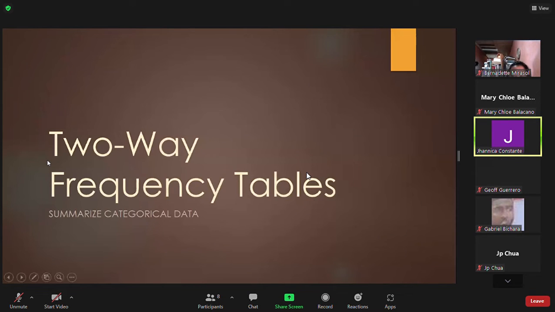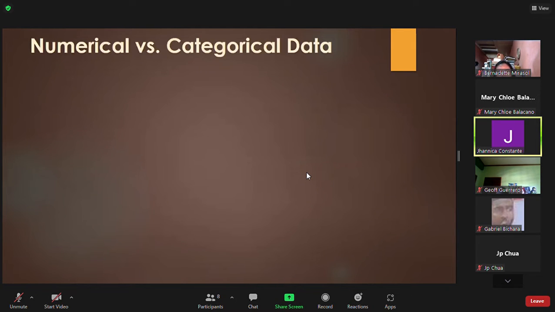Okay, so let's start our discussion about the two-way frequency table. When we are talking about a two-way frequency table, we have two types of data that we can have, based on the given set of information that we have. The two types of data for the frequency table are the numerical and the categorical data. I think you are already familiar with what numerical data and categorical data are.